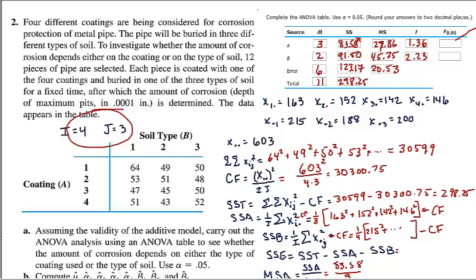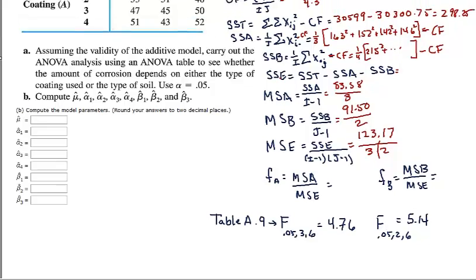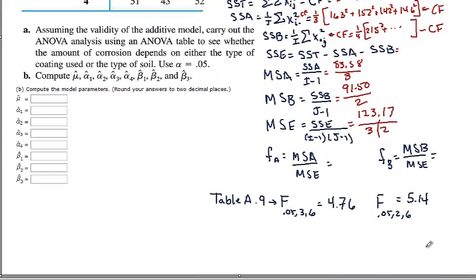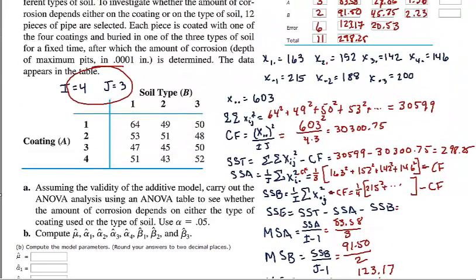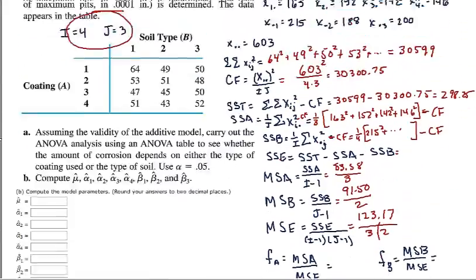For my critical value, my critical region, I just went to table A9, very similar to what we have been doing. This is your alpha, and this one is your I minus 1, and then your error, which is your I times your J minus 1. Similarly here, on this FB, but opposite, this would be J minus 1, and then this second value is also your error. So just getting those from the table, 4.76, and then 5.14, I think.